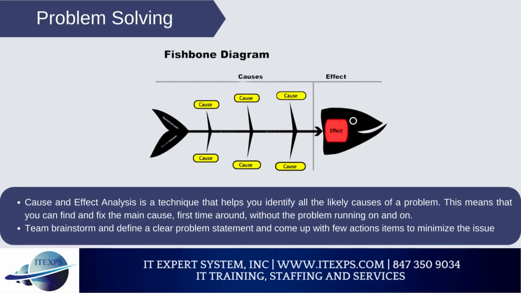Problem solving. Cause and effect analysis is a technique that helps you identify all the likely causes of a problem. This means that you can find and fix the main cause, first time around, without the problem running on and on. Team brainstorm and define a clear problem statement and come up with few actions items to minimize the issue.